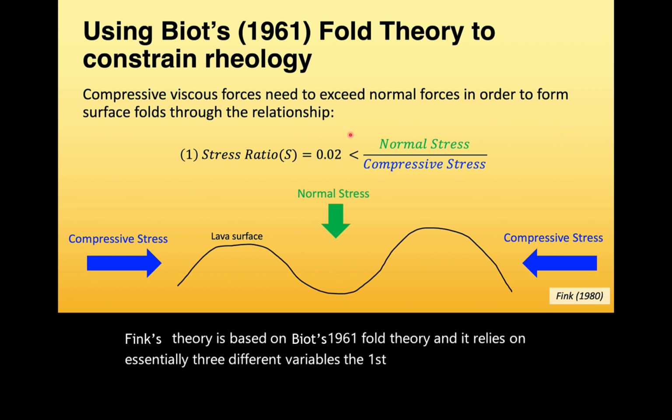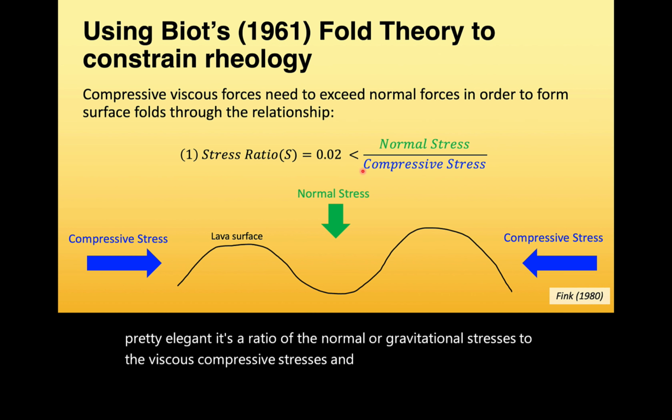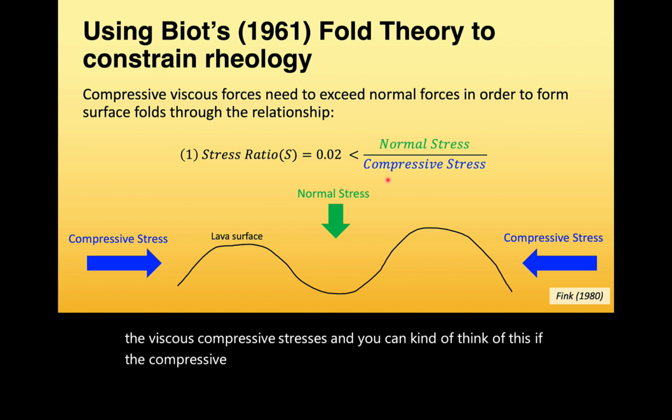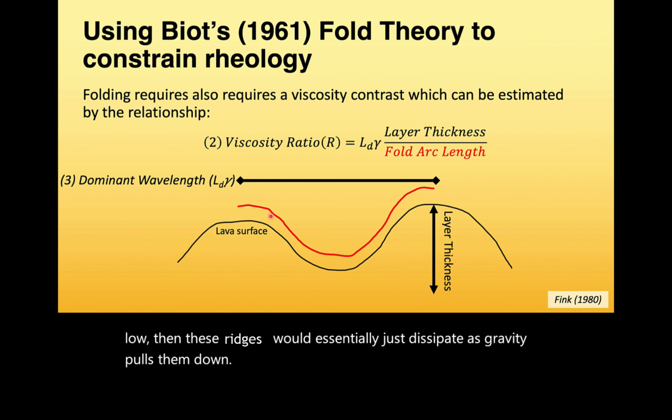The first is the stress ratio, which is pretty elegant. It's a ratio of the normal or gravitational stresses to the viscous compressive stresses. And you can kind of think of this: if the compressive stress is too low, if the strain rate's too low, then these ridges would essentially just dissipate as gravity pulls them down.